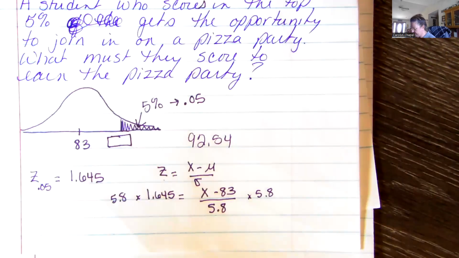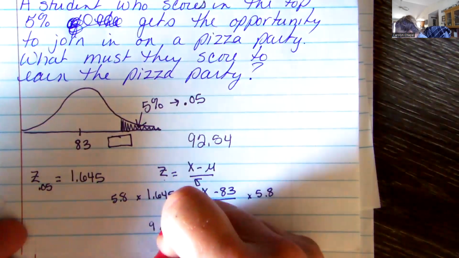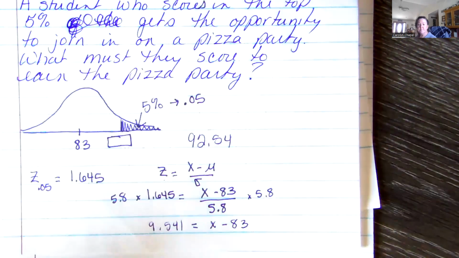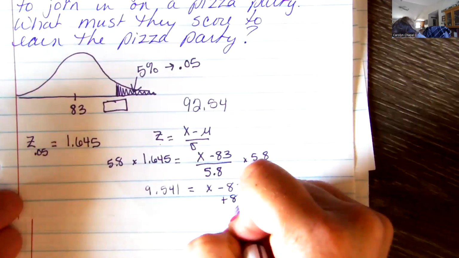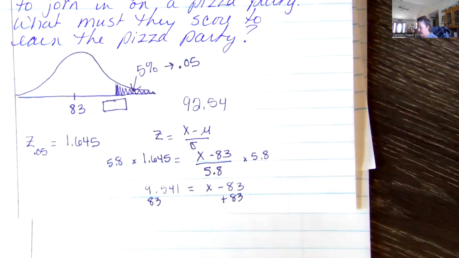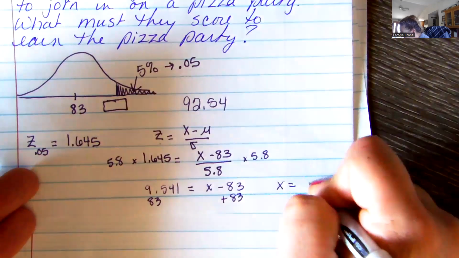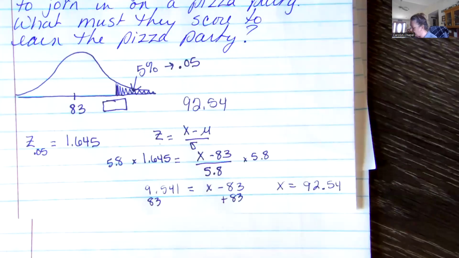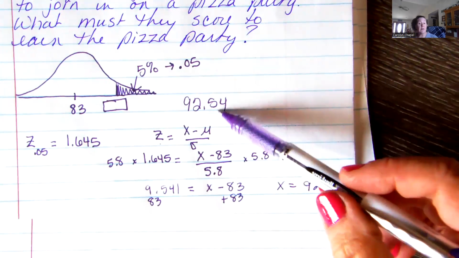So I have 1.645 and multiply by 5.8, and I get 9.541. That is my x minus 83. And now to solve this one, I'm going to add 83 to both sides. So adding my 83, I find that x is 92.54. And there is a 1 on top of that as well. But you'll notice we got the same answer as StatCrunch did.